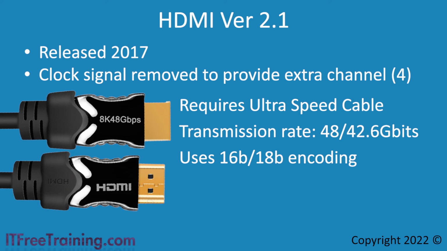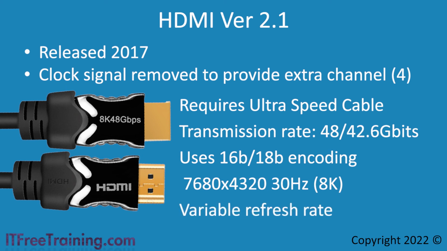With this much data, HDMI 2.1 now supports 8K at 30 Hz. It is possible to get a higher frame rate than this at 8K, but to do this requires the hardware to support compression called display stream compression. You can see that with this kind of speed, HDMI 2.1 will be in use for quite some time to come. HDMI 2.1 does add some other features, the most noticeable of which is variable refresh rate. If supported, this allows the frame rate of the screen to be adjusted.